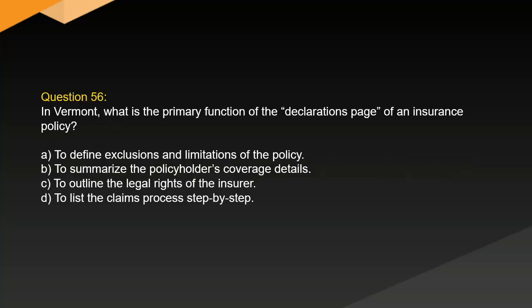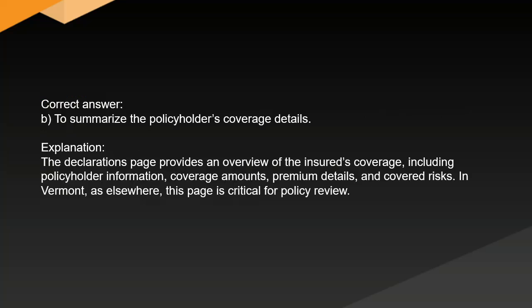Question 56. In Vermont, what is the primary function of the declarations page of an insurance policy? A. To define exclusions and limitations of the policy. B. To summarize the policyholder's coverage details. C. To outline the legal rights of the insurer. D. To list the claims process step by step. Correct answer: B. To summarize the policyholder's coverage details. Explanation: The declarations page provides an overview of the insured's coverage, including policyholder information, coverage amounts, premium details, and covered risks. In Vermont, as elsewhere, this page is critical for policy review.